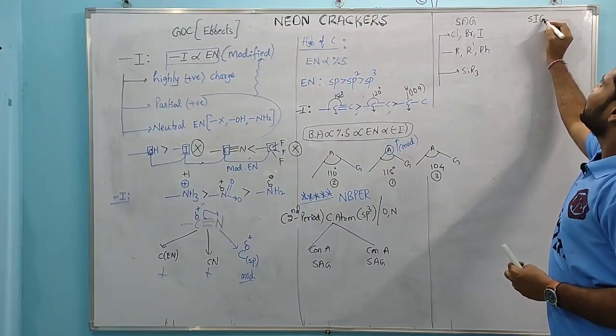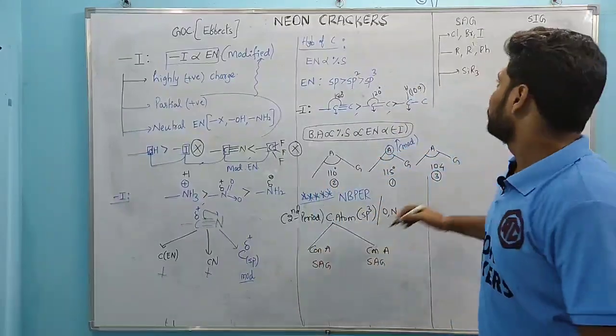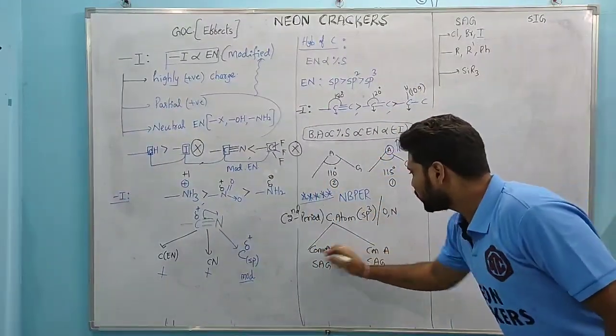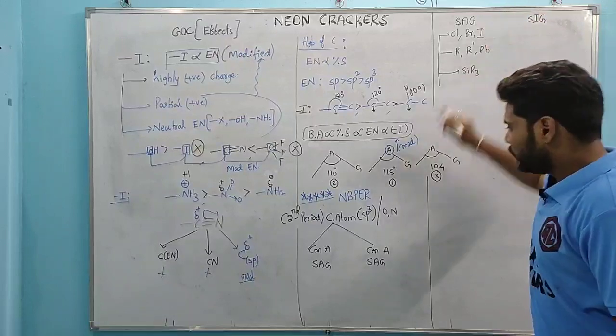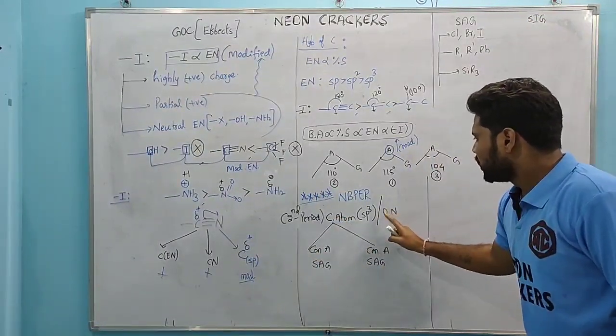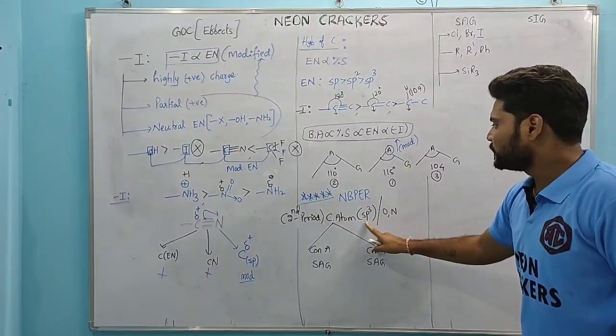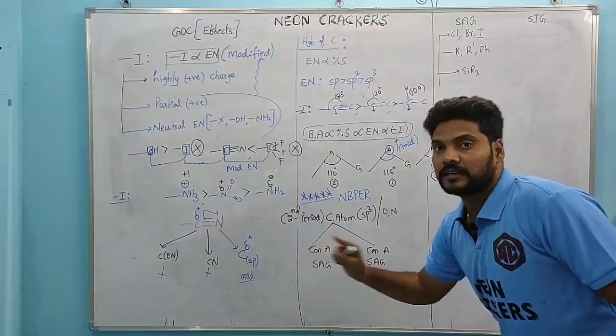Next one is SIG, sterically inactive groups. So this is about the connected atom, not the central atom. These two belong to which one? Connected atom. Central atom is already fixed. Oxygen, nitrogen, second period, smaller atom. It should have sp3. Then you must focus on these connected atoms.